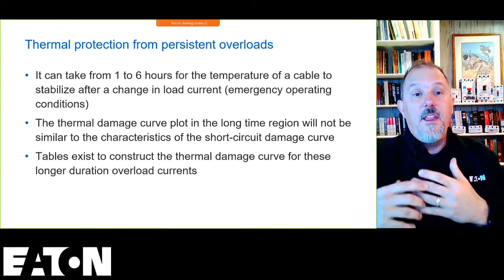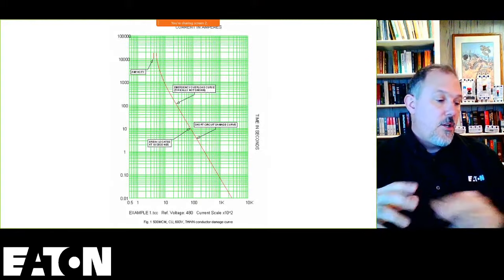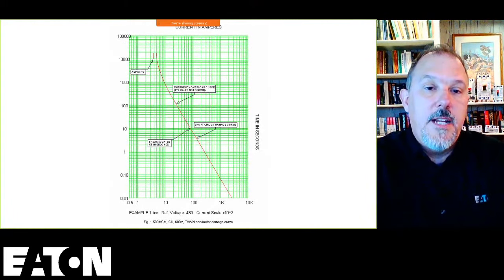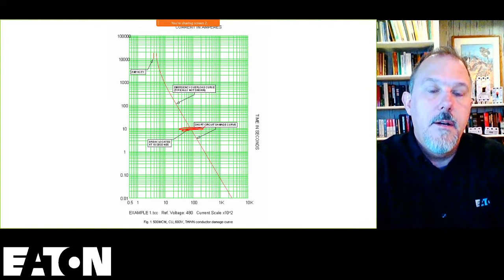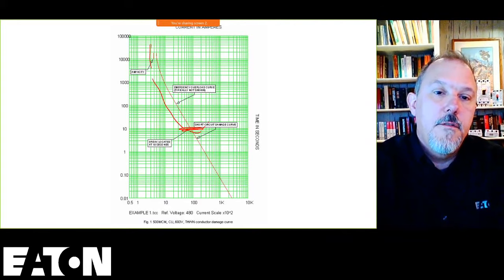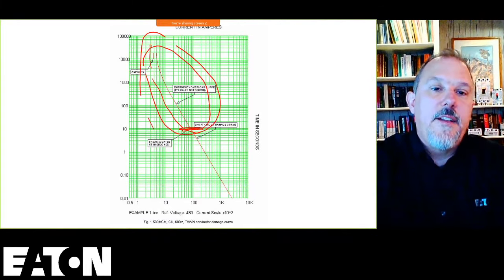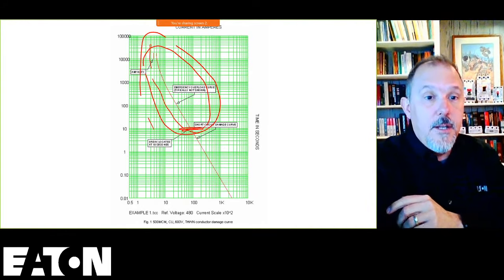We plot a thermal damage curve. So if you're familiar with the short circuit protection, it's usually stopping right here. And that's your short circuit protection. This portion of the curve is what we would look at for a long-term thermal overload of that conductor.